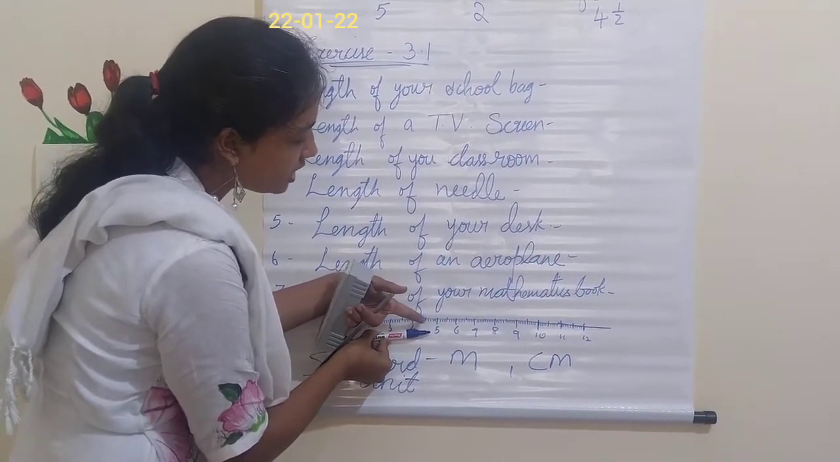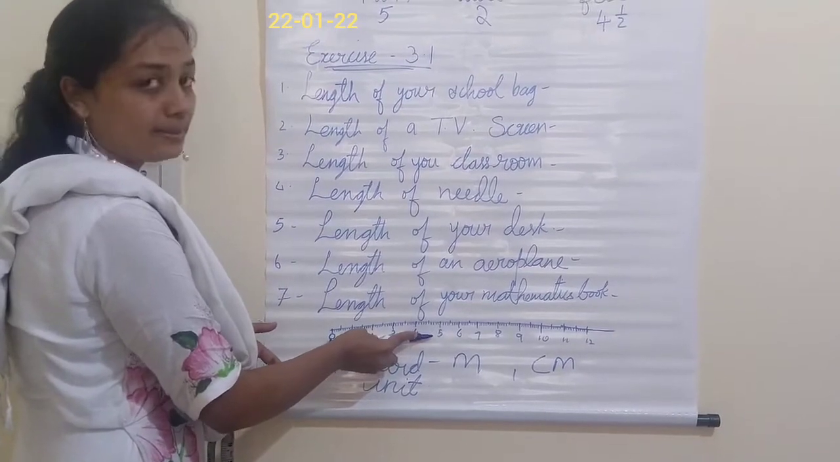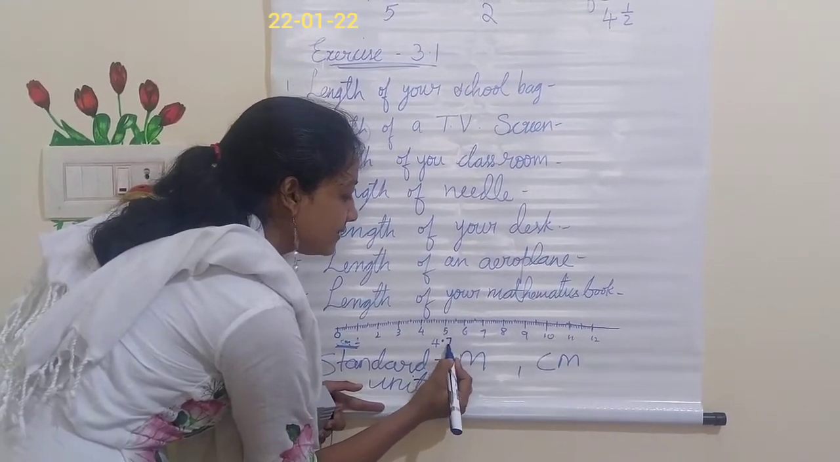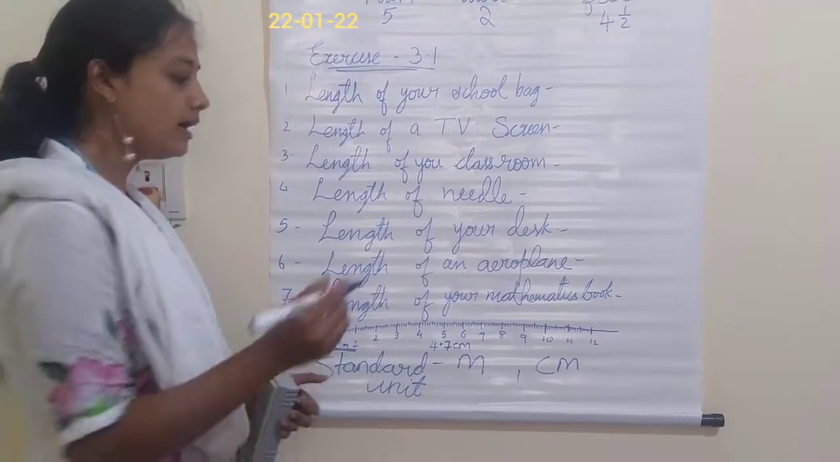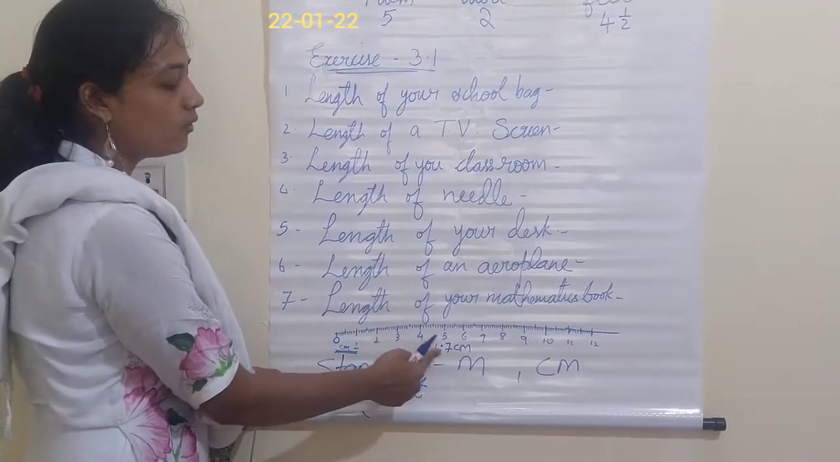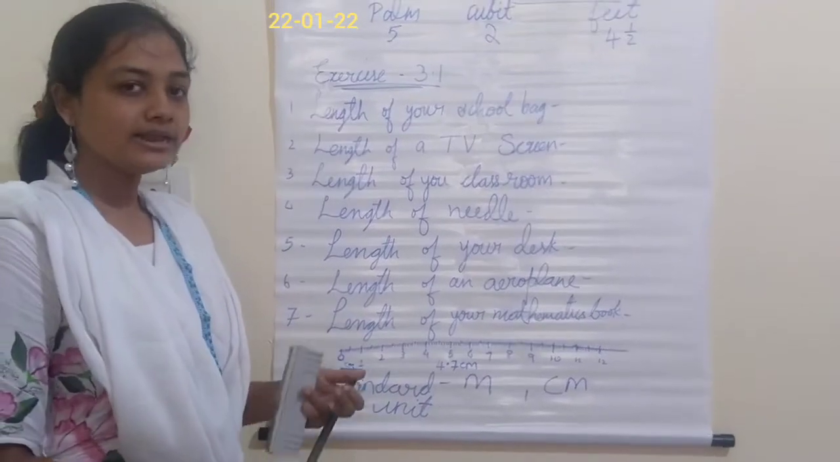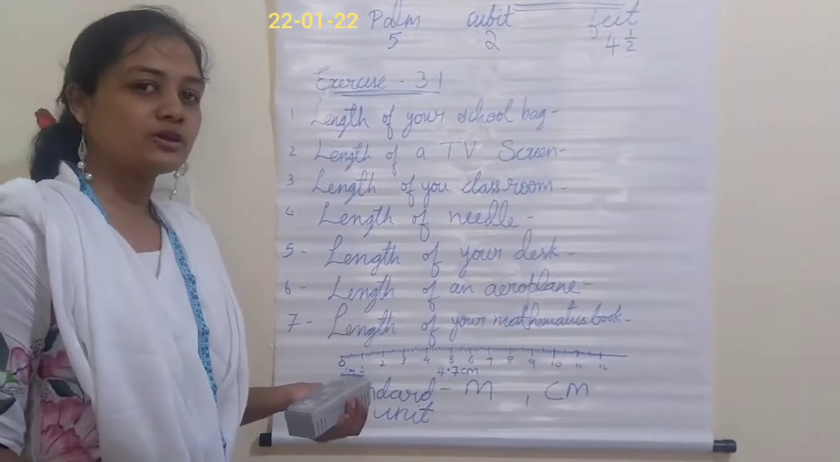So how many lines do you have in between in this? 1, 2, 3, 4, 5, 6 and 7. So my pen is 4.7 centimeters. Okay children, my pen I measured using a scale. I got 4.7 centimeters. Like that, you can also use your scale and measure different objects.